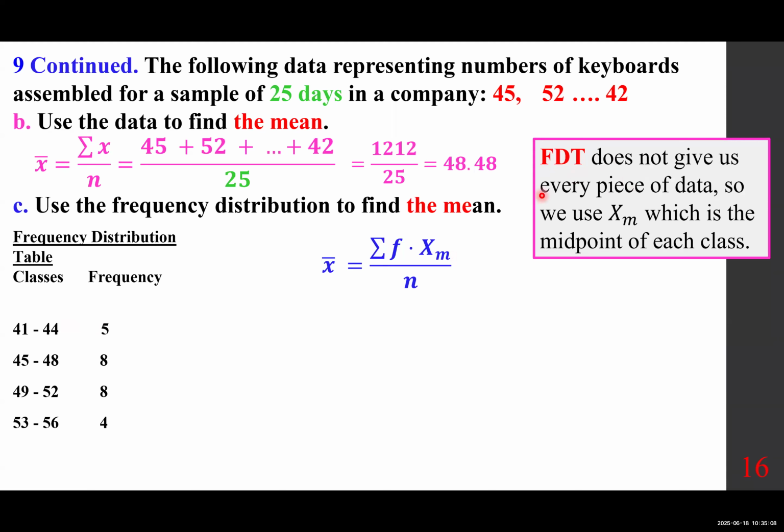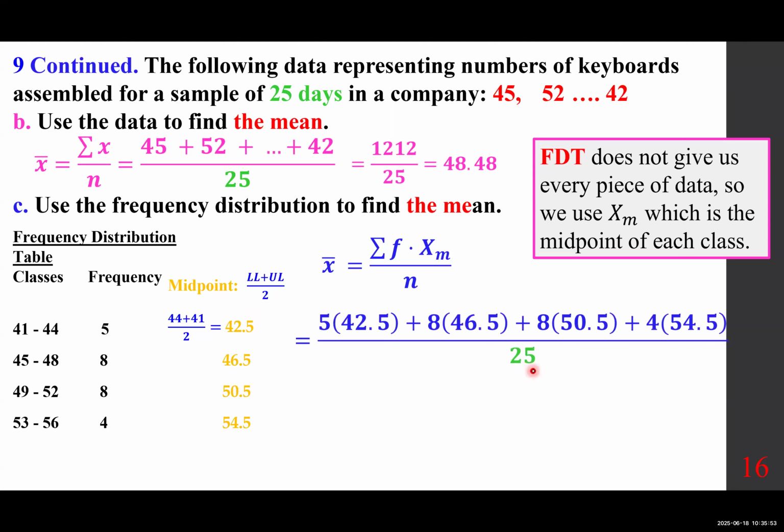So FDT does not give us every piece of data. So we use x sub m, which is the midpoint of each class. So this one, 41 plus 44 divided by 2, or 42.5. And now, because we know the width is 4, you can calculate it or just add 4 here. 46.5, 50.5, 54.5. So you are assuming that instead of what we have in between, you have 5 of those, 8 of those, 8 of those, 4 of those, and you follow that. That's the idea behind this methodology. So 5 times this number plus 8 times this number, and so on, divided by n, which is 25. That 25 doesn't change.